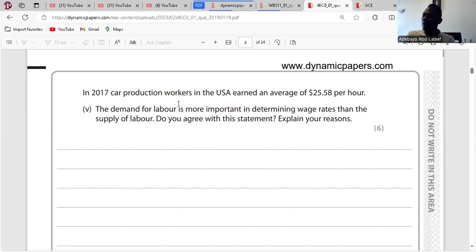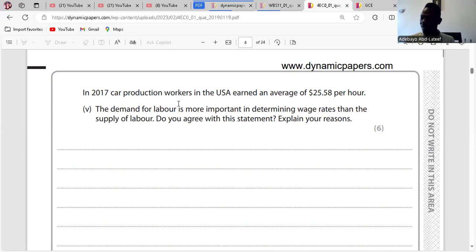Two, workers that make popular products will be more in demand. If the product you produce is one whose demand is increasing, that means you will be attracted. Employers will need you. As a result, they have to pay you more.